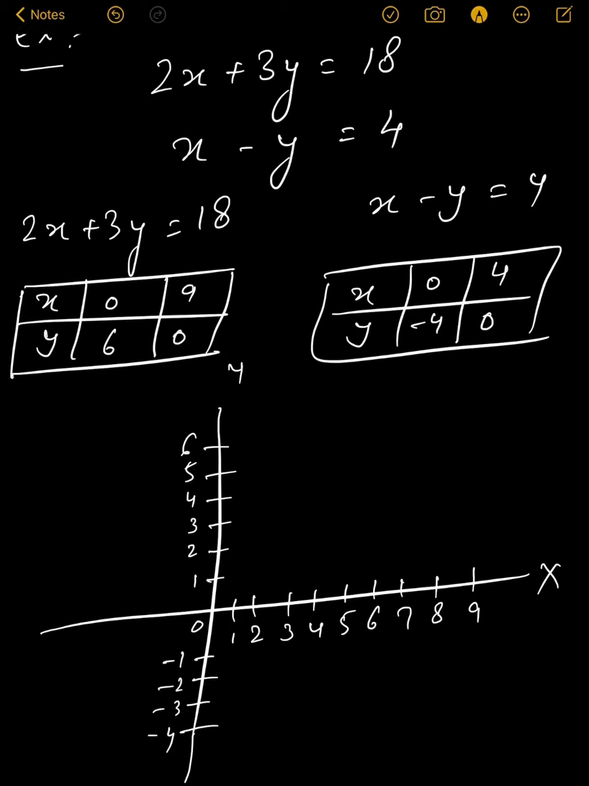So let's start drawing the lines. For the first line we have the point where x is 0. That means the point lies on the y-axis. So the first point is this and the second point is 9, 0. So it will lie on the x-axis. So you can join them.